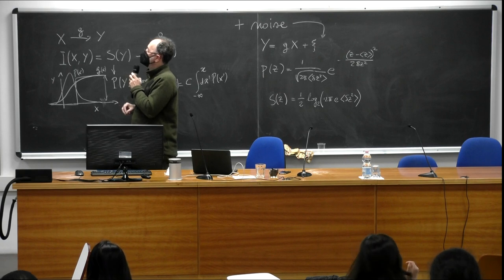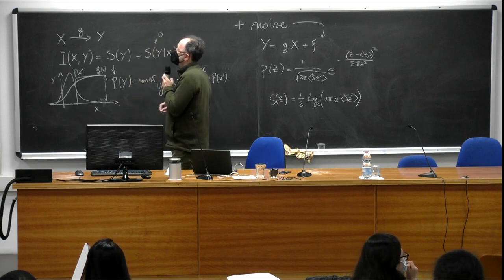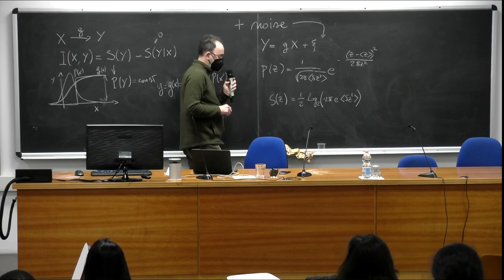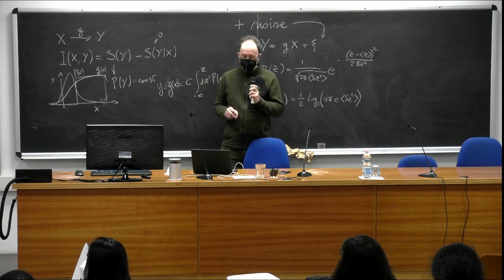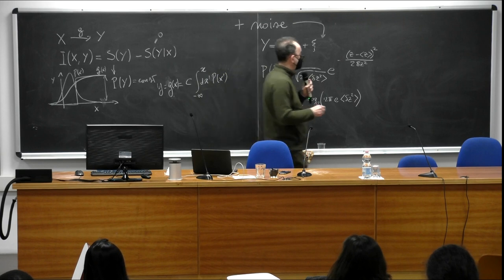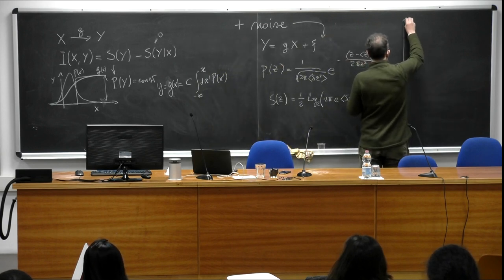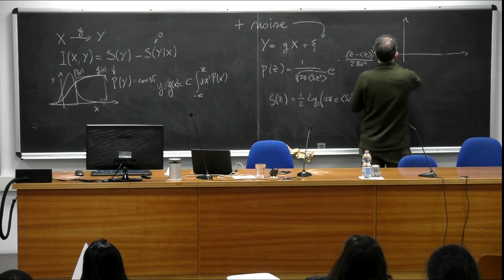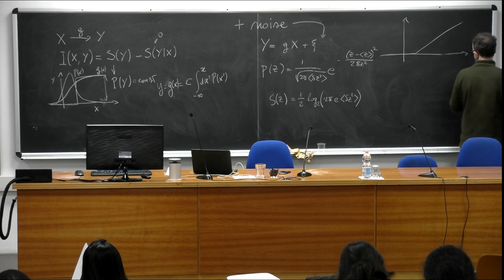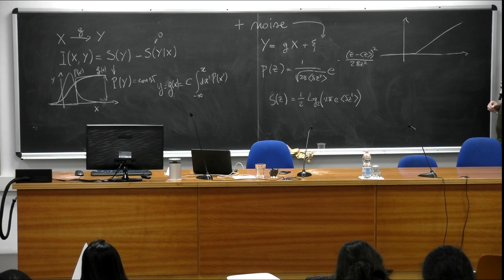But in another case, what I was thinking more of is a threshold linear function. A G which is like this and like this. Then what would be the distribution of Y?